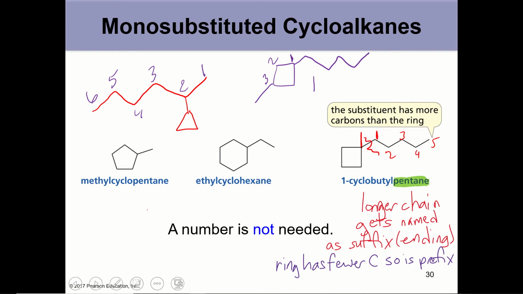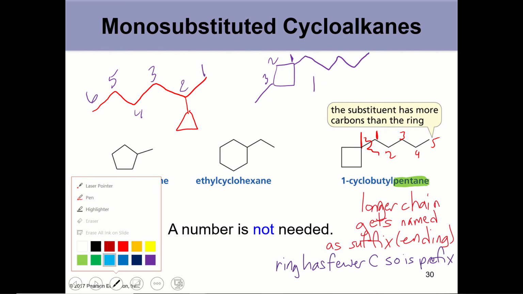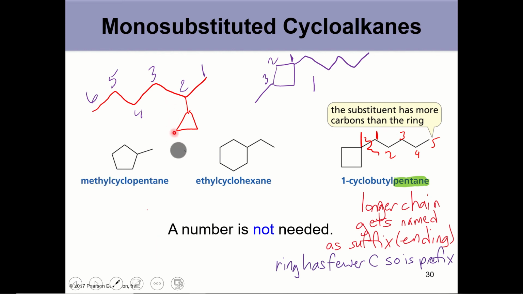So I have other examples on the slide for you. Let's look first at this 6-carbon chain with a cyclopropane at carbon 2. We would name this 2-cyclopropylhexane.